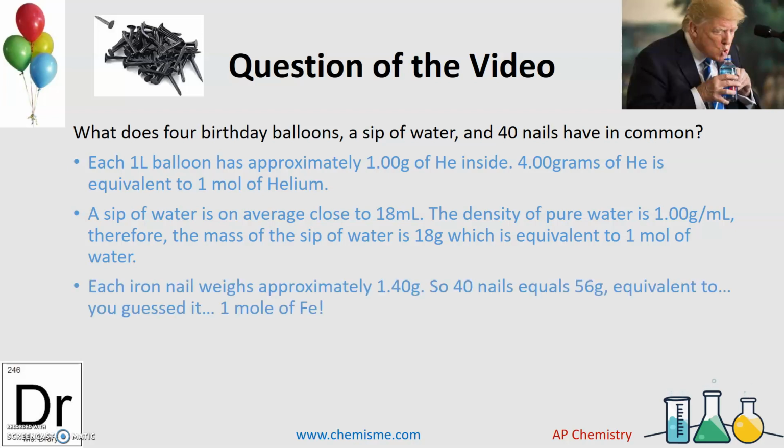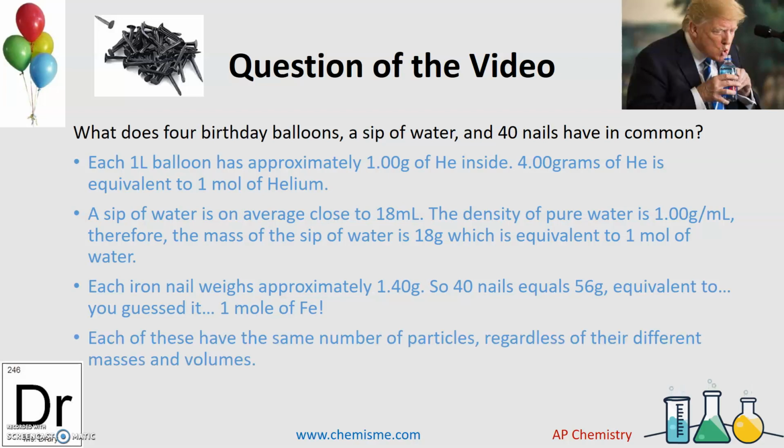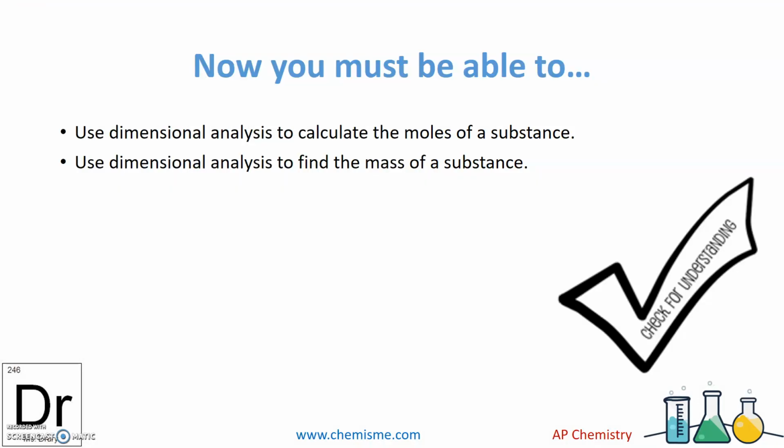So you probably see where this is going. Each iron nail weighs about 1.4 grams. If you had 40 nails, you do 40 times 1.4, and you get 56 grams, equivalent to, oh my god, you guessed it, a mole of iron. So what we're trying to say is that 4 balloons have the same number of particles as 40 nails and a sip of water. Each of these have the same number of particles regardless of the different masses and volumes that they have. At this point, you should be able to use dimensional analysis to calculate the moles and mass of a substance.